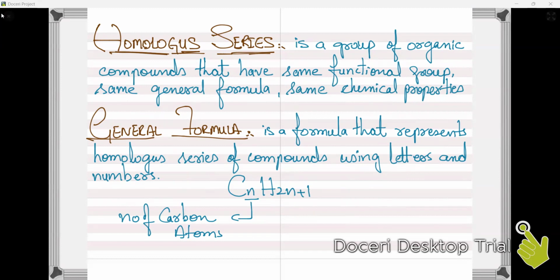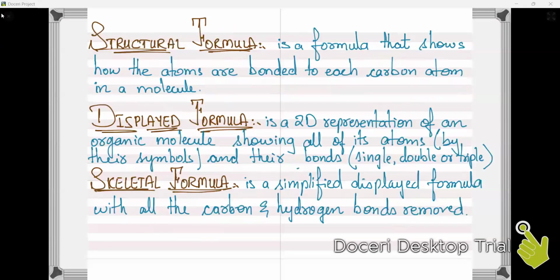What is the general formula? The general formula represents the homologous series of any compound. For example, if the homologous series is alkane, then the general formula of alkane will be specific. If the homologous series is alkene, then the general formula will be specific for that as well. These help to calculate the number of hydrogens present in a compound. So this is what we call the general formula, which is specific to the homologous series.